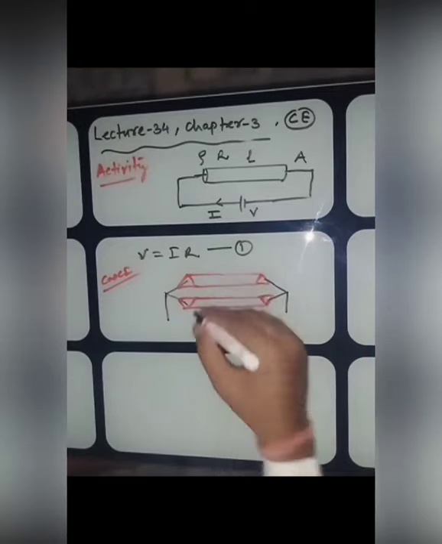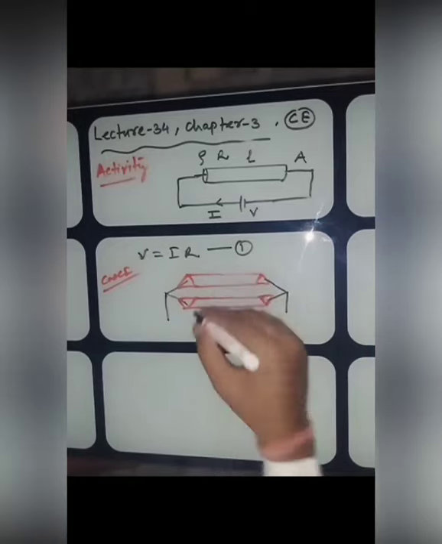Okay, let me continue. V by I, what will it be? R. This is the first equation. Now comparing equations 1 and 2, what do you observe? V by I on the left side is the same in both. So equating 1 and 2, you get that R dash by 2 is equal to R.